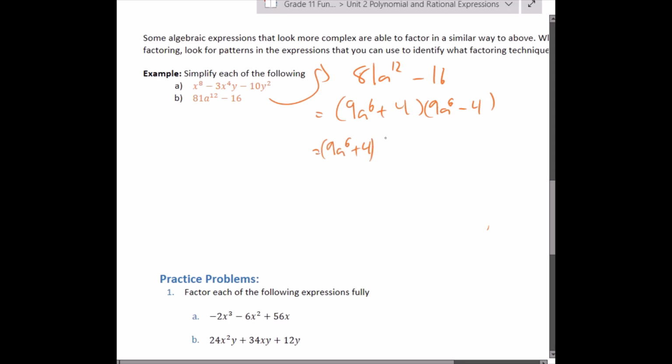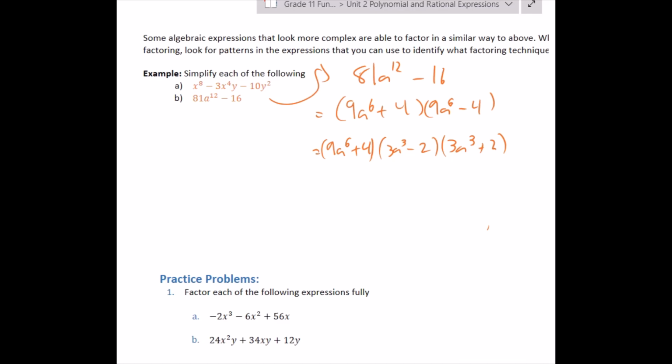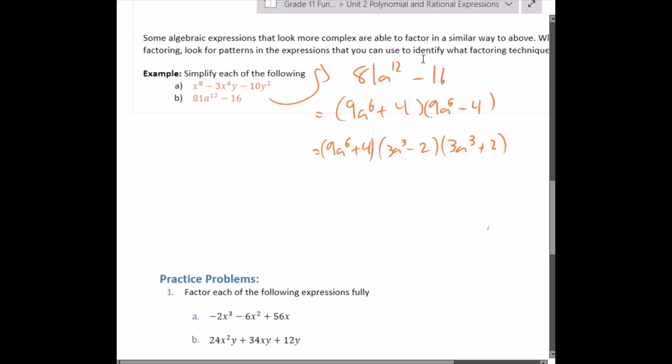And then we can factor this bracket. 9 is a square number, 4 is a square number, and a to the power of 6 has an even exponent, so it is a square. The root of 9 is 3, the root of a to the power of 6 is a to the power of 3, so that's 3a to the power of 3 minus 2, and then 3a to the power of 3 plus 2. We can't go any further here with whole numbers, so this is our fully factored form of this difference of squares. So be very much aware when factoring that you can encounter problems where you have to factor multiple times.